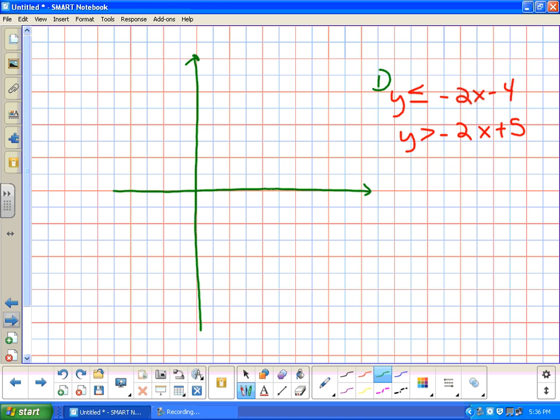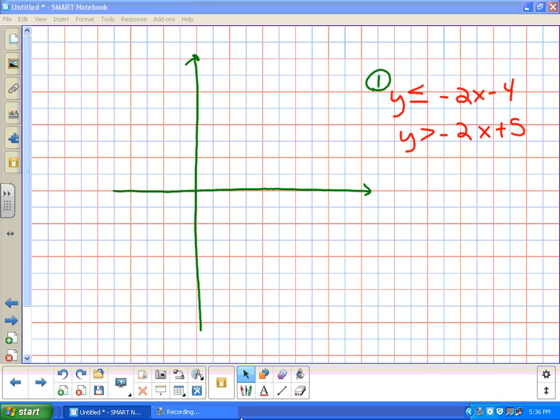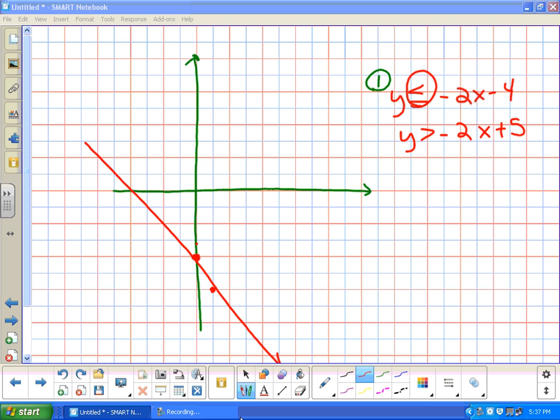Top inequality, my y-intercept is at negative 4. I'll graph that in red. 1, 2, 3, 4 below the origin. My slope is negative 2, so that's down 2 over 1, which gives me the second point. I have a solid line because there's a bar underneath. So I'm going to draw my line, nice big line, and I will shade below the line because it's less than or equal to. There's my first solution.